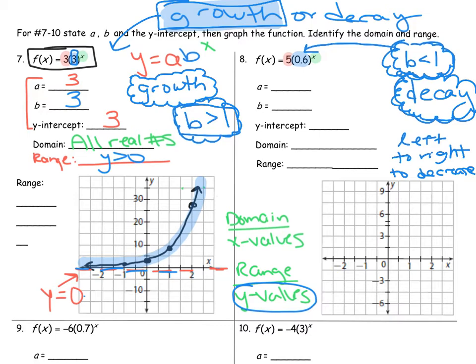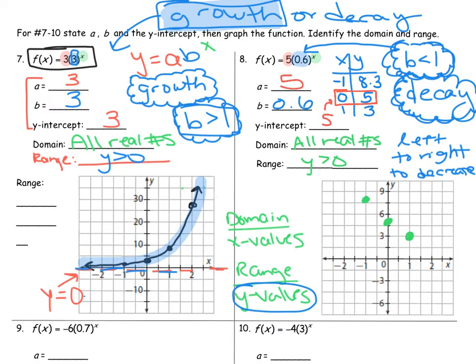I'll write some points up here, my x and y values, and let's see if we get the same solution. Fill out your a, b, the y-intercept, domain, and range, and let's see if we get the same thing. Pause the video here. All right, so here are just a few points that I plotted.